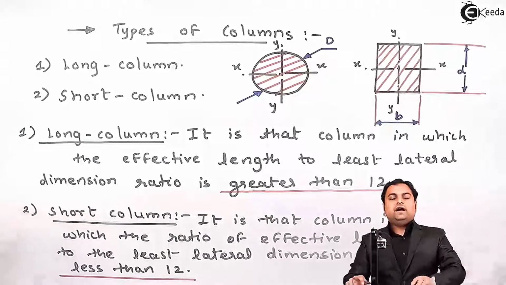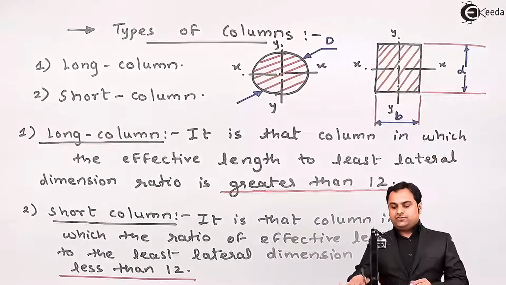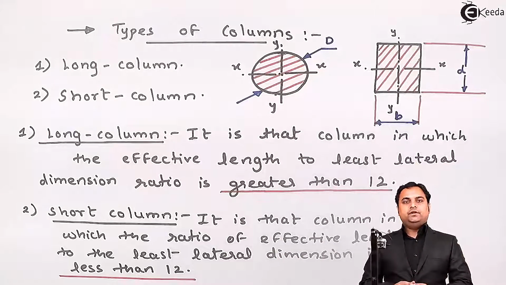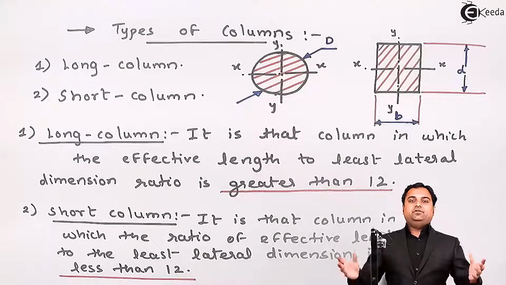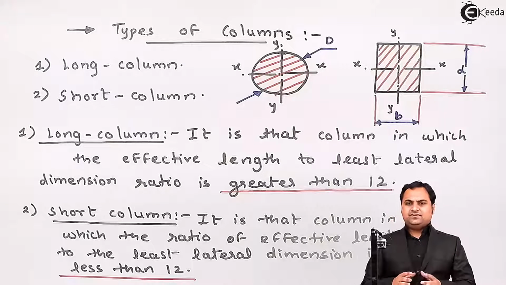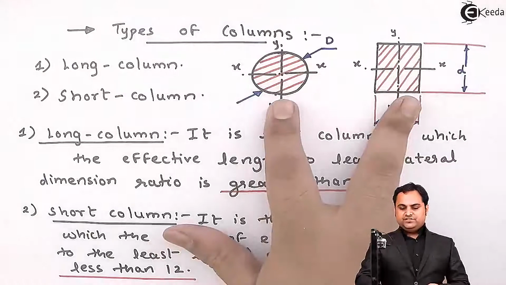Now, here I have assumed two cross sections for the column. One is the circular section, the other is the rectangular section. Columns may have any kind of section. It can be hollow circular, hollow rectangle, I section, T section, any sections. Here I am assuming two sections.